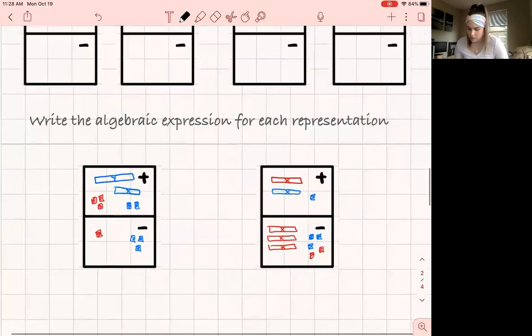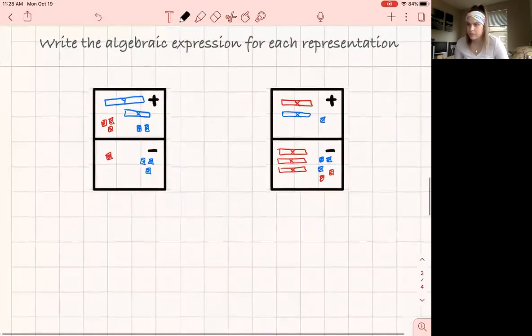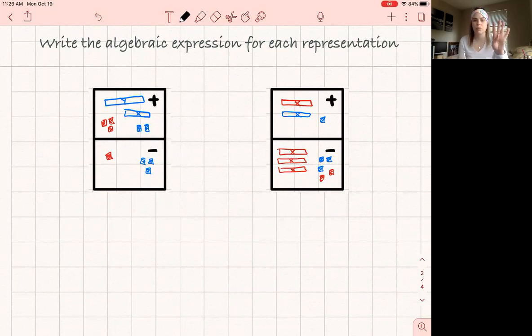Okay, we just went over those. So here are the last 2 for the left side. Write the algebraic expression for each representation. So get these copied in, the pictures, and then underneath them, write the names. Make sure you include the positive zone and the negative zone, and then we'll check our answers.